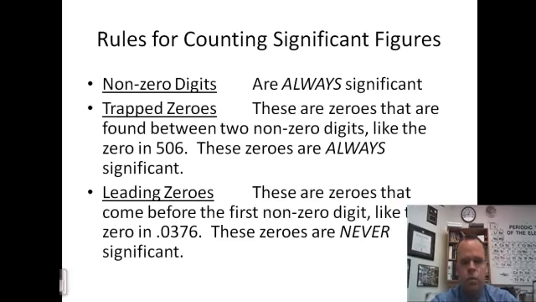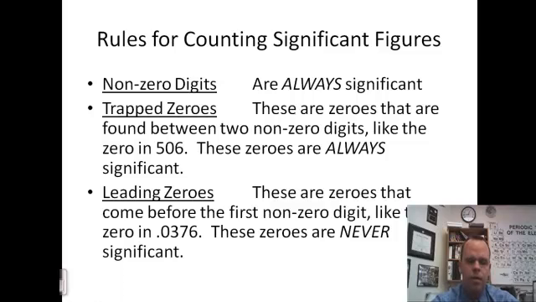There are four basic rules. The first one is the easiest to deal with. Any non-zero digit is always significant. So anything 1 through 9, always significant. Easiest rule of the four. The zeros are the most complicated because zeros could be written as a significant figure. They could also be there to hold the decimal place to make it what power of 10 we're dealing with.